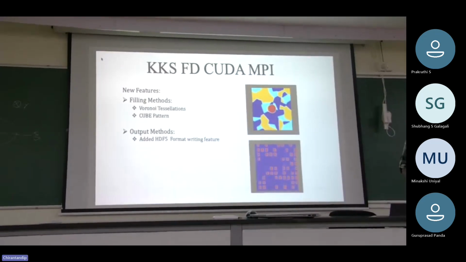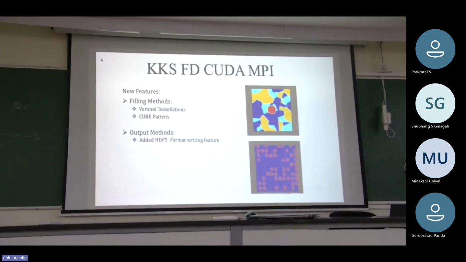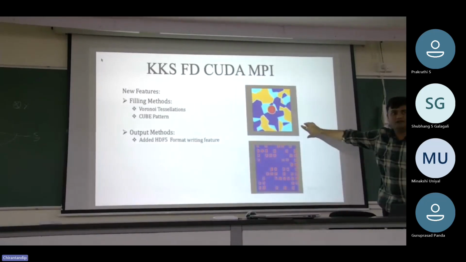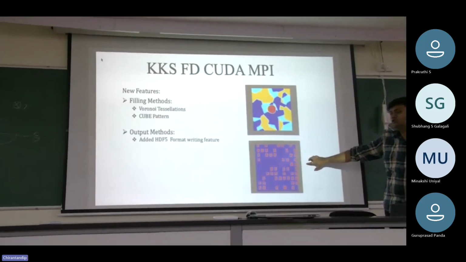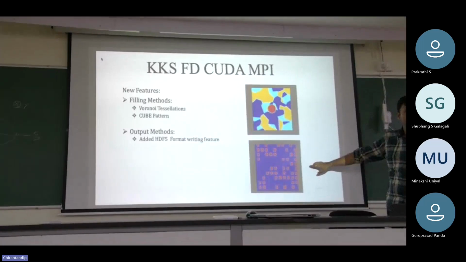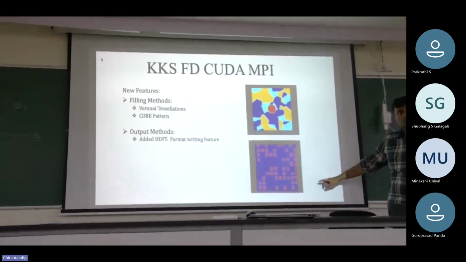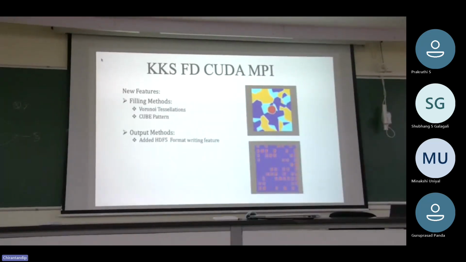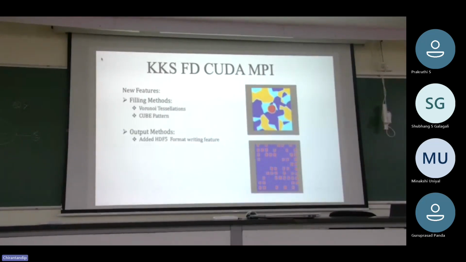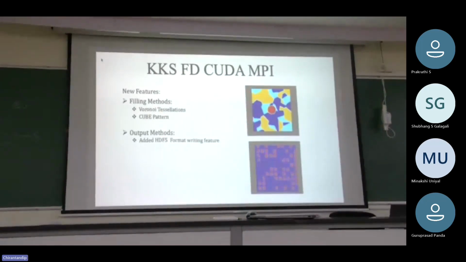For the CUDA MPI module, we have some new features from the filling methods. We have implemented Voronoi tessellations, with which grain structures can be created, and the Voronoi tessellation can also be used to simulate grain growth. As well, a cube pattern has also been implemented, which is another method that can be used for filling. Apart from this, we have implemented HDF5 output, where data can be stored in parallel, as opposed to the VTK output, which was there in our last release.